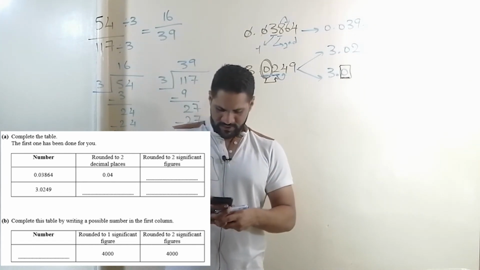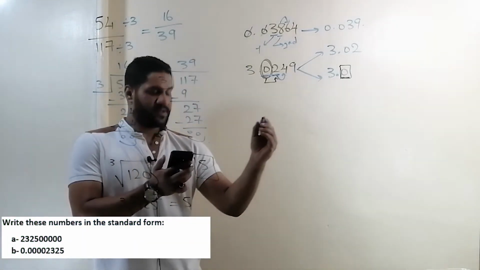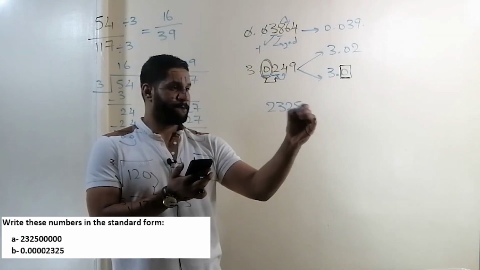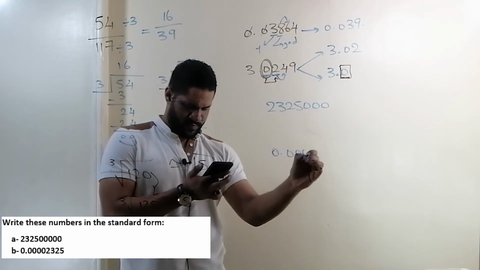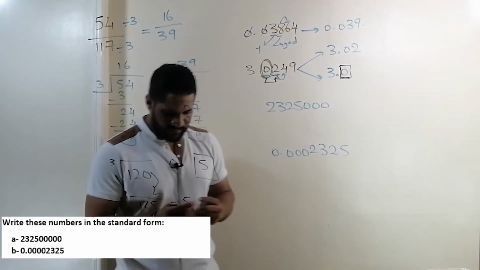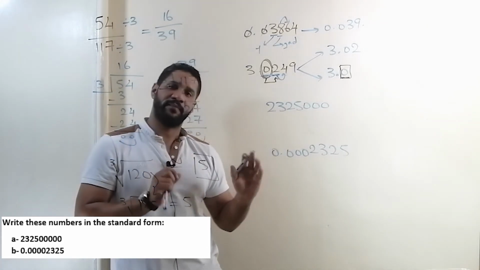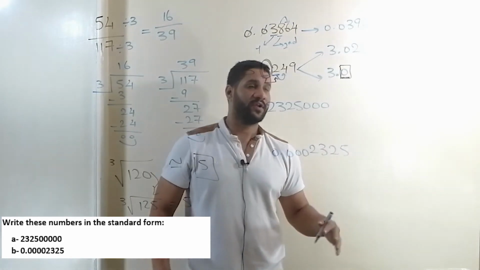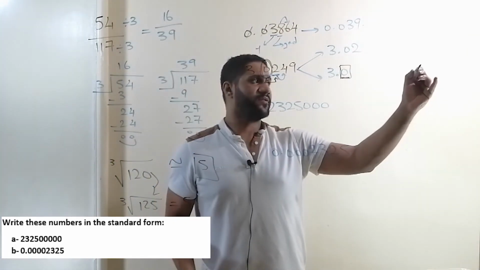Okay, let's look at number 21. He wants me to write this number and also this number in the standard form. Okay, let's remember what the standard form is. Standard form is a number between 1 and 10 multiplied by 10 with a power. The power may be positive or negative. When the number is big, the power is positive. When the number is small, the power is negative. Let's write the rule aside.